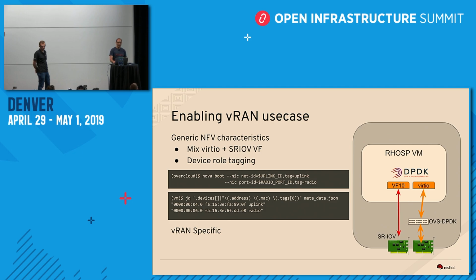And for vRAN-specific use cases, well, FPGAs. So we need to use PCI pass-through in order to use the FPGA from the virtual machine. And, of course, real-time.